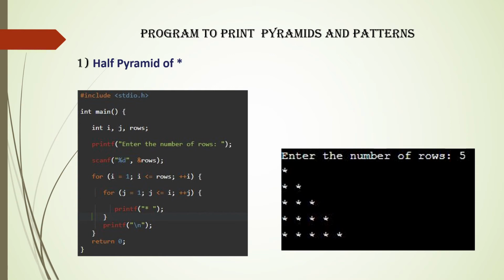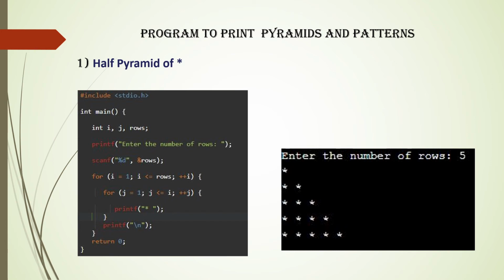We have declared three variables i, j and rows of int data type, and then asked the user to enter the number of rows. Then we initialize the outer for loop, iterating from 1 to the number of rows. For the inner for loop, j is initialized to 1 and the condition is that j should be less than or equal to i, because it is for columns. We want the half pyramid, a triangle, that's why we have mentioned that j should be less than or equal to i.